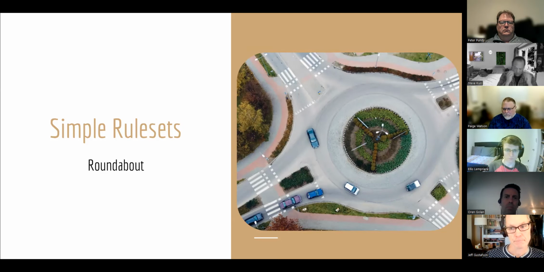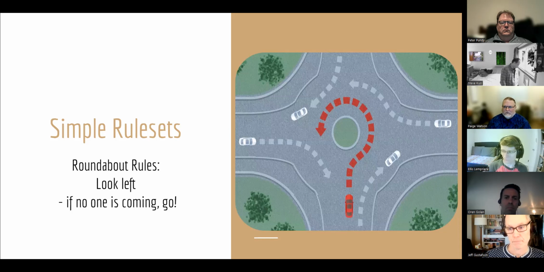but it's a simple rule set, and those rules are really easy. Look left, and if no one is coming, go. Right? That's the rule set. You look left, no one's coming. All right, I'm going to go. And everybody else does the same thing. We follow this simple rule set, and we can get a lot of cars moving through there.